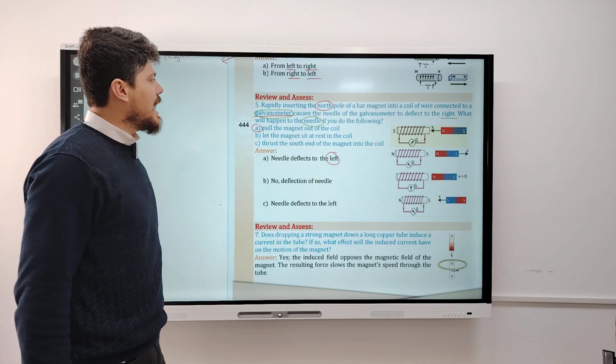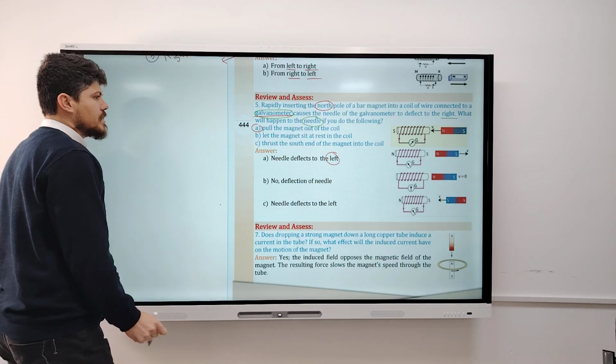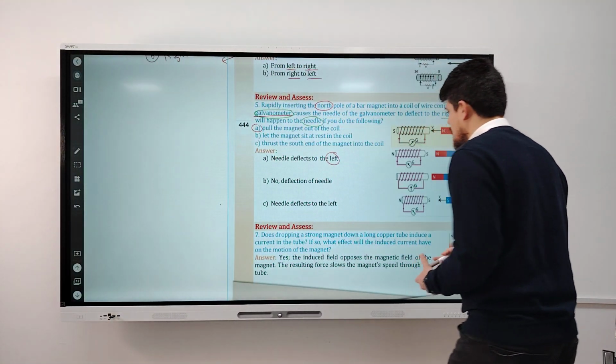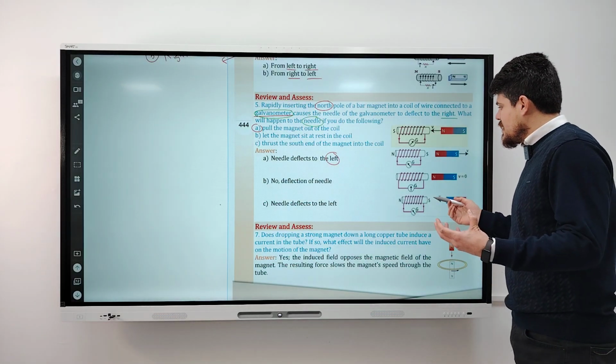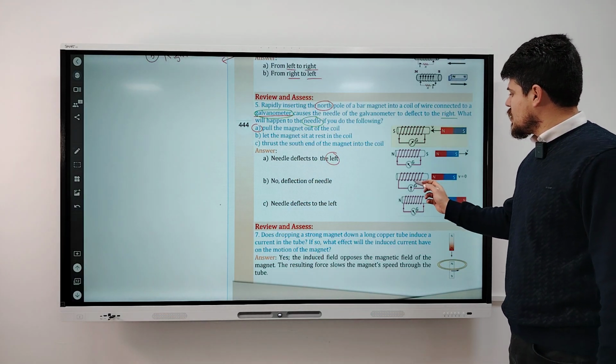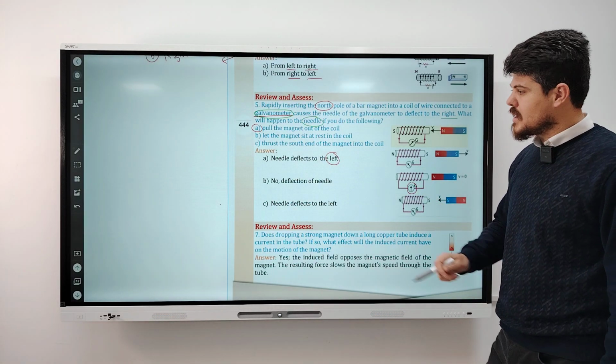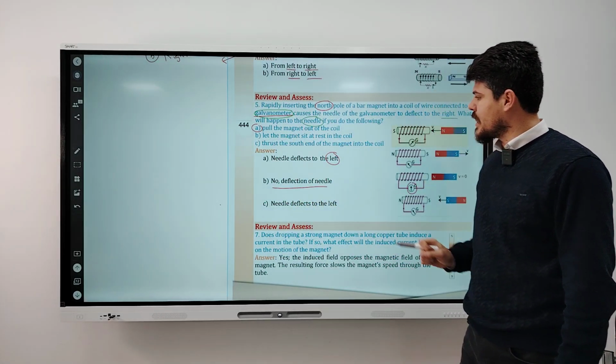Okay? For the second case, let the magnet sit at rest in the coil. When the magnet sits at rest, it means that there is no relative motion. When there is no relative motion, it means that there is no deflection of the current. Okay, no deflection of current.